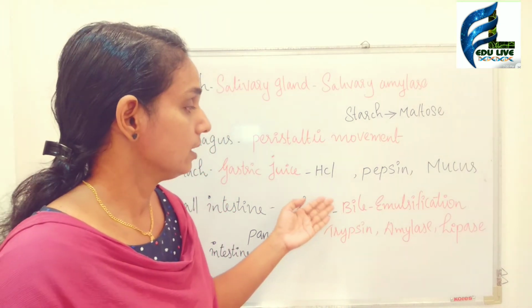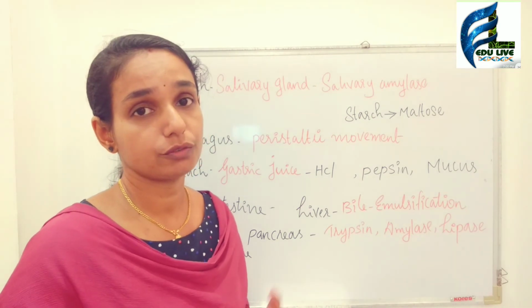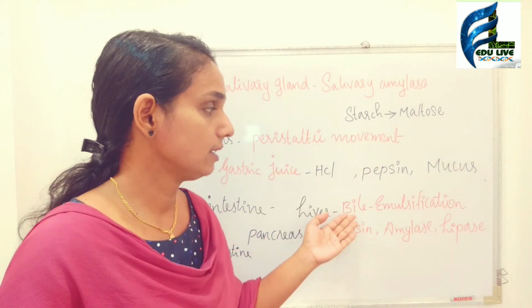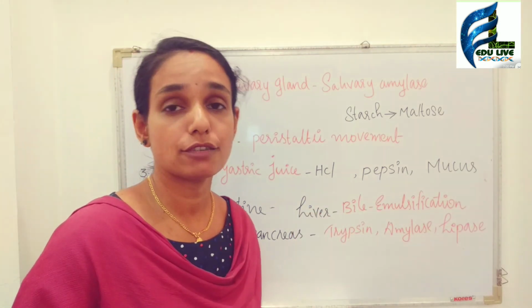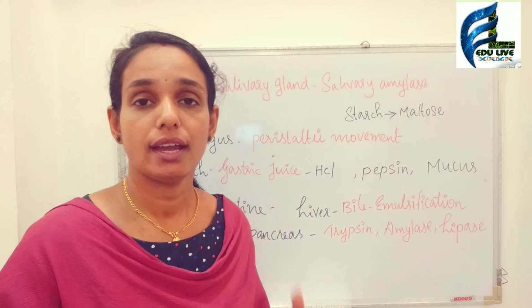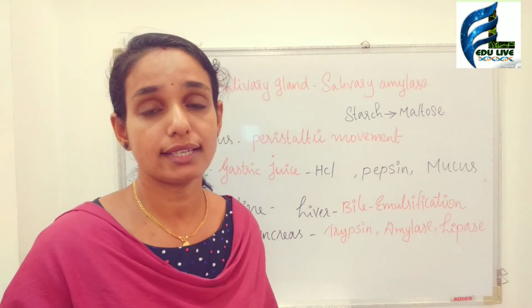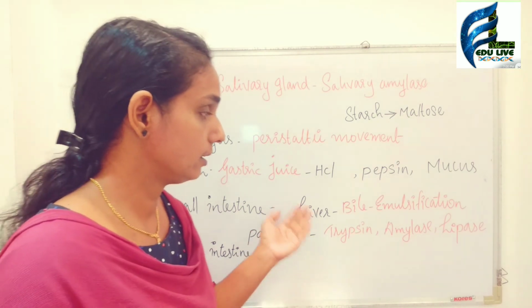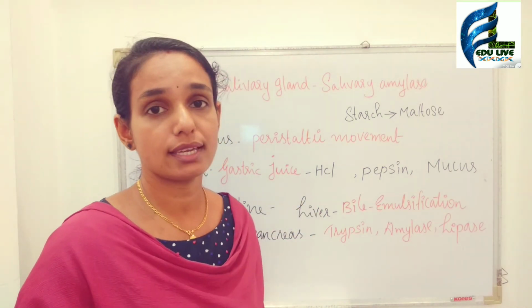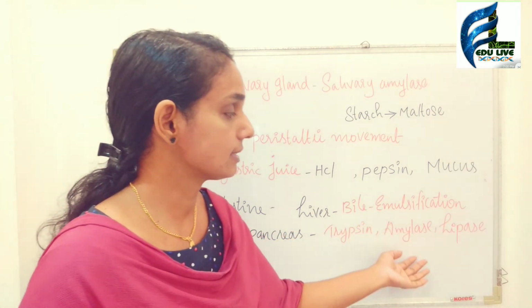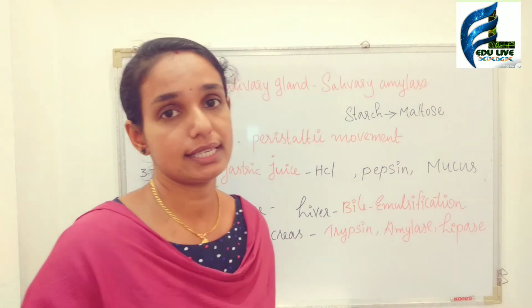Then the liver is the largest part of our body, and it secretes bile. Function of bile, it helps in the emulsification process. Pancreasന്റെ importance എന്താണെന്ന് വെച്ചാൽ it acts as both exocrine and endocrine gland. Okay. Pancreas produces three enzymes. The first one is trypsin, and the second one is amylase, and the third one is lipase.